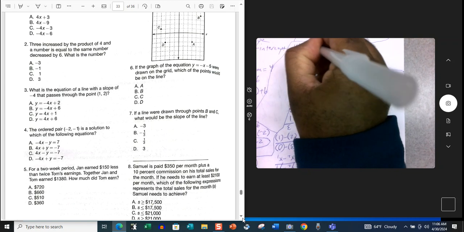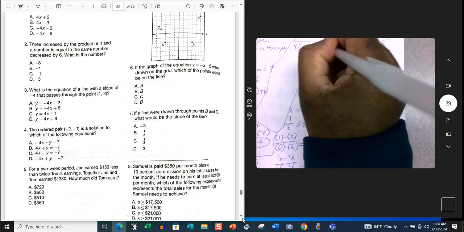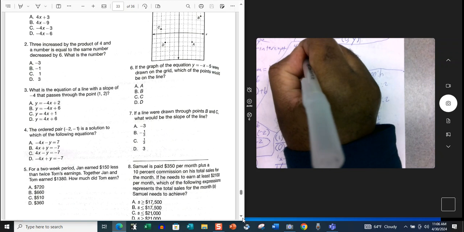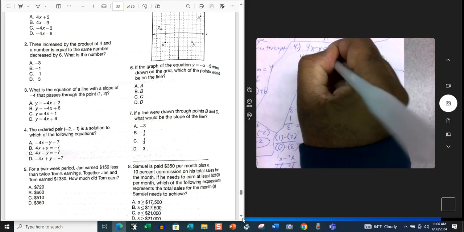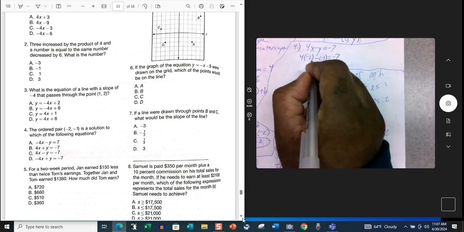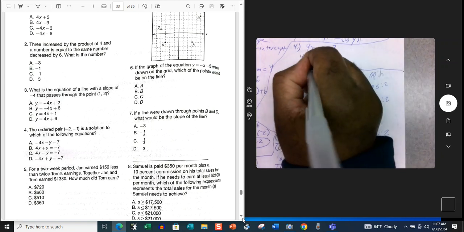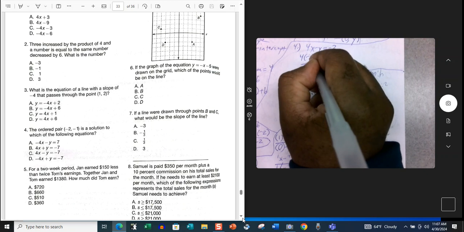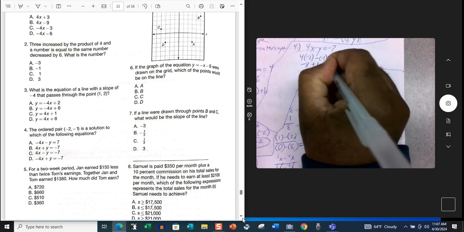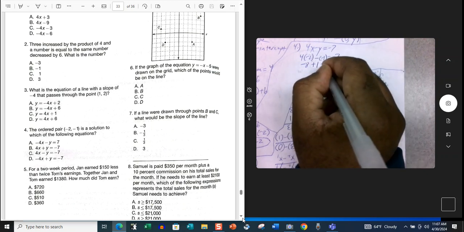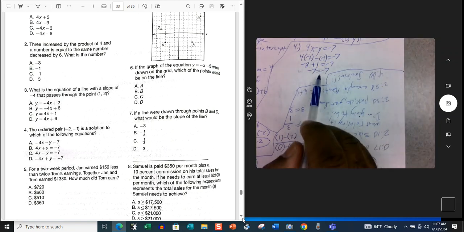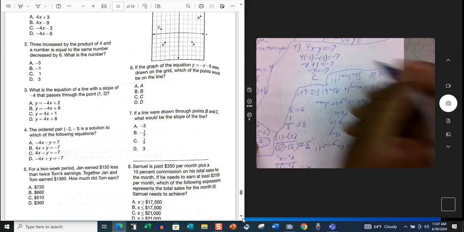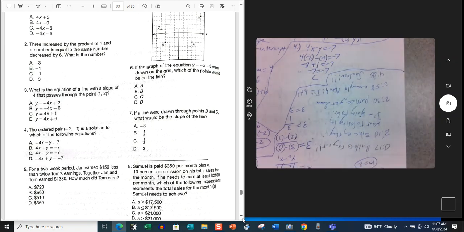We have 4x minus y equals negative 7. We'll put in negative 2 for x, and then y is negative 1. So 4 times negative 2 is negative 8, minus a negative 1 will give us positive 1. Negative 8 plus 1 is negative 7, and negative 7 equals negative 7. So our final answer here would be C. So C works. Okay, number 5.